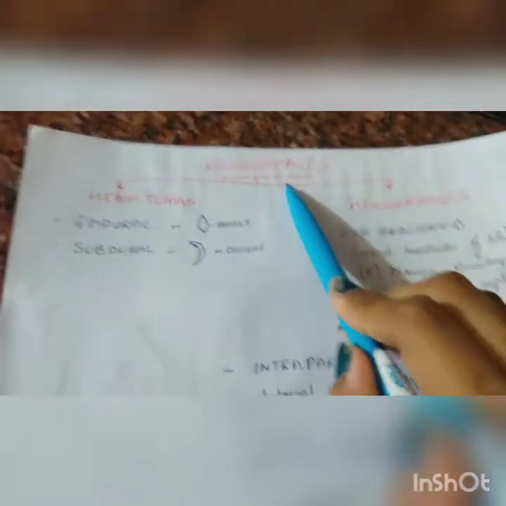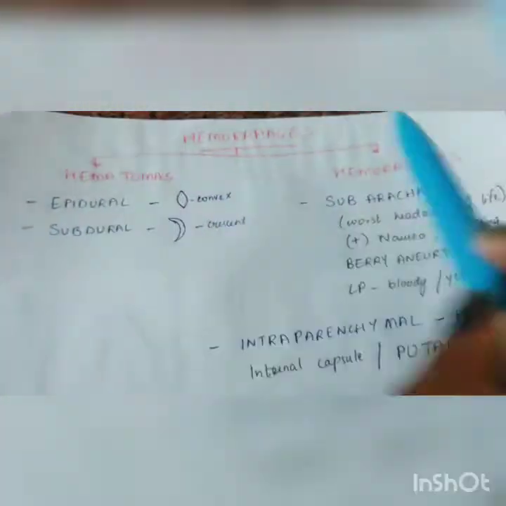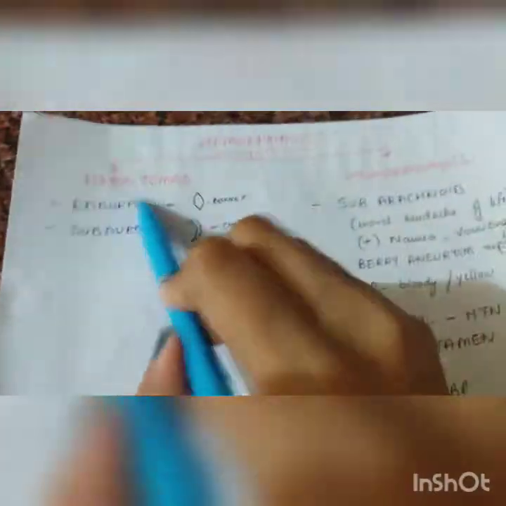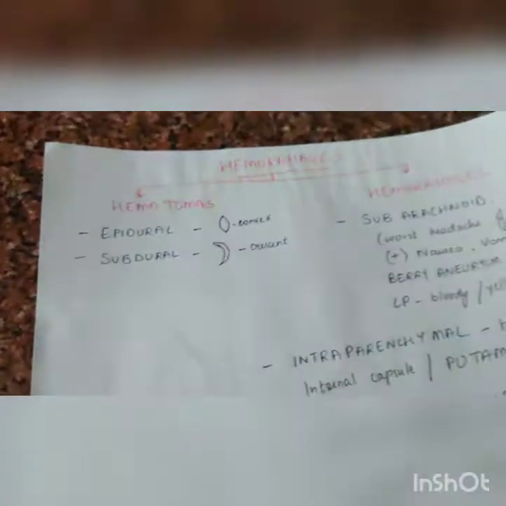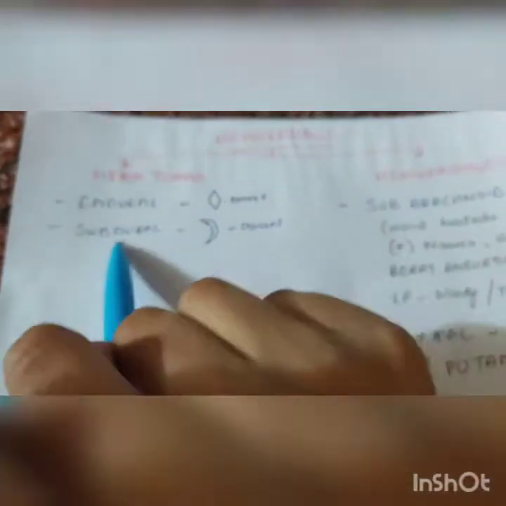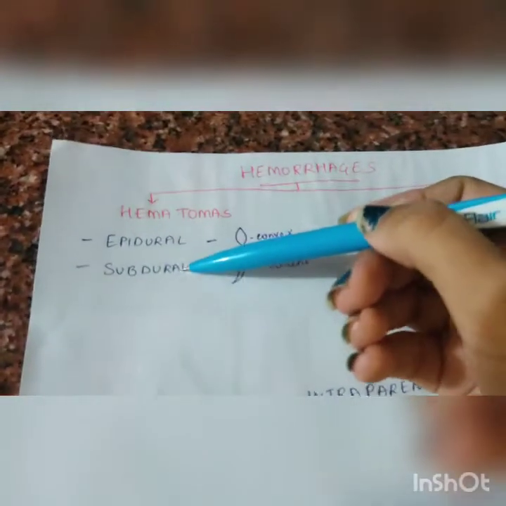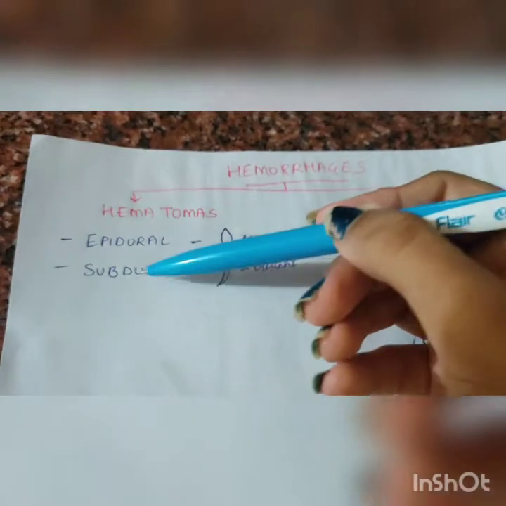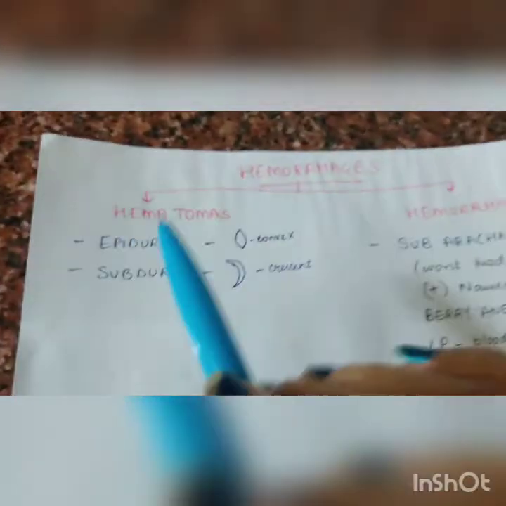So now let's talk about hemorrhagic strokes. Hemorrhages are usually two types, hematomas and hemorrhages. Hematoma is nothing but a collection of blood in a particular location, in only one location. So it can either be epidural or subdural hematomas. Epidural is mostly due to any kind of trauma, and subdural is also mostly because of trauma, and also it can be due to age. Age also is a major factor.